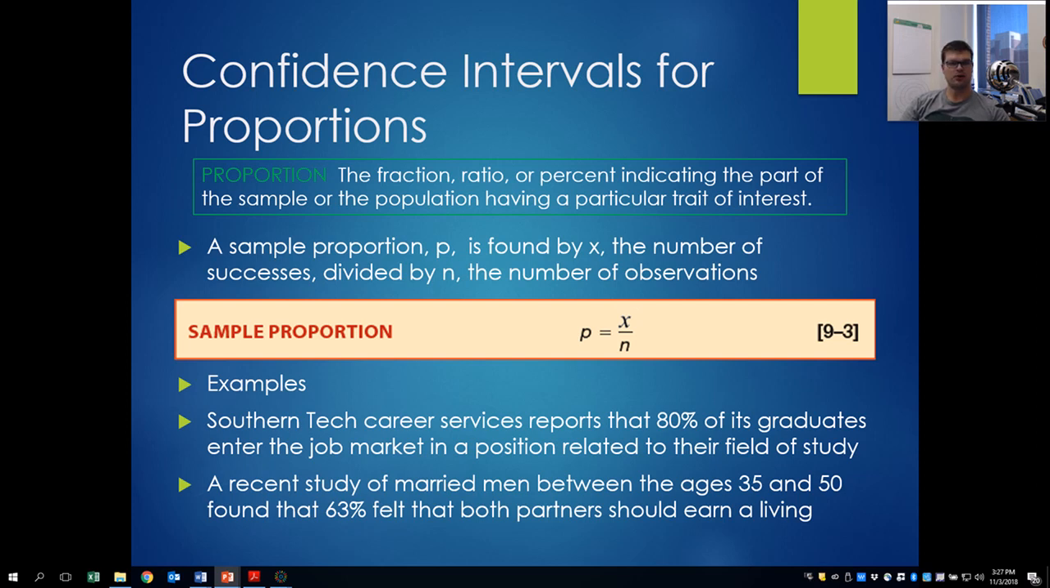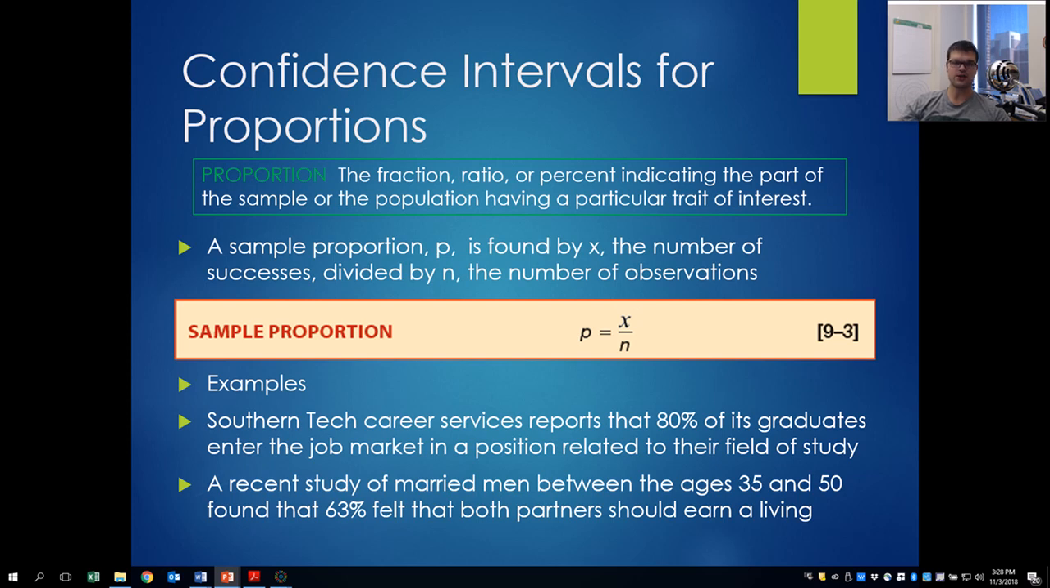An example of this is the Southern Tech Career Services report that 80% of its graduates enter the job market in a position related to their field of study. So 80% do, 20% don't, and the proportion would be 0.8. We don't know the number of observations or the number of successes. All that we know is the proportion here.